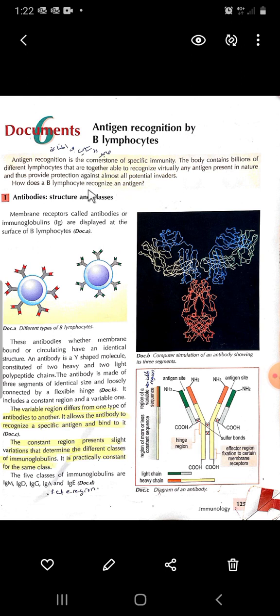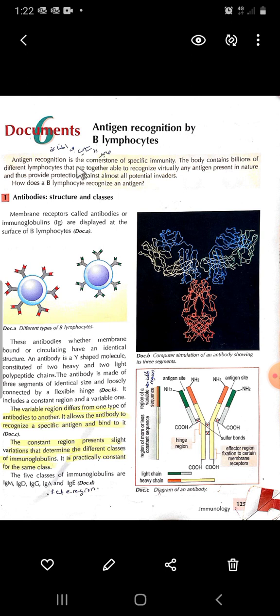Today we are going to start in document 6, page 125. It's about antigen recognition by B lymphocyte. In the previous sessions, we noticed that the B lymphocyte is a type of immune cell or leukocyte that is produced and matured in the bone marrow. Because of that, it's named B lymphocyte, B related to the bone marrow.